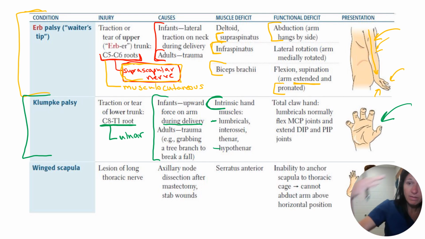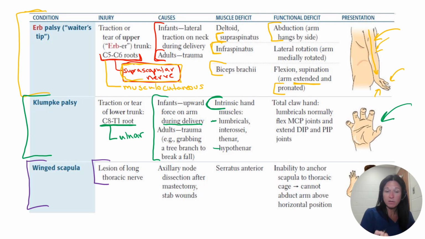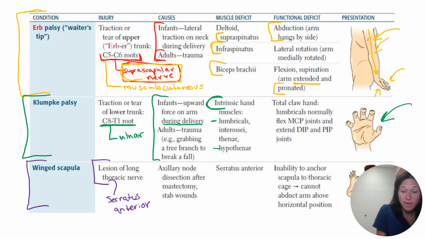And then the last thing we'll look at is a winged scapula. And winged scapula can happen due to injury to the long thoracic nerve, right? Long thoracic is responsible for innervation of what? Serratus anterior. So this can happen during axillary node dissection when somebody is having a mastectomy, or also if we think about the position of the long thoracic nerve, when the arm is adducted, right, it serves as protection. It's kind of protected here. But when the arm is abducted, it's very vulnerable to injury.